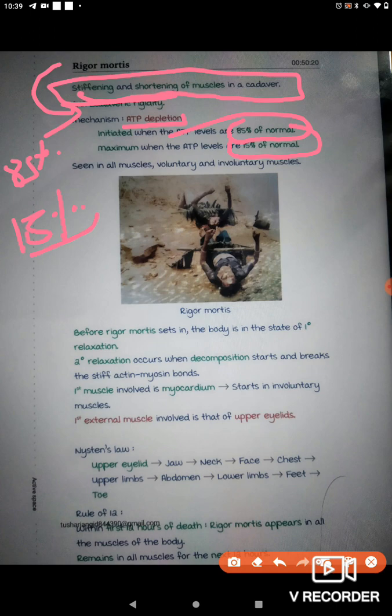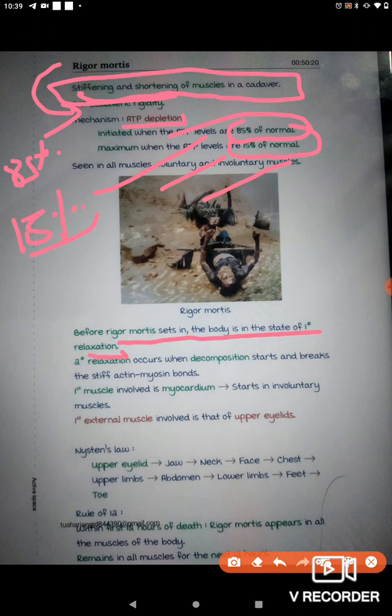So in which muscles is rigor mortis seen? In all muscles, whether voluntary or involuntary. Smooth muscles, cardiac muscles, all muscles will show rigor mortis. Before rigor mortis, the body is in a state of primary relaxation.